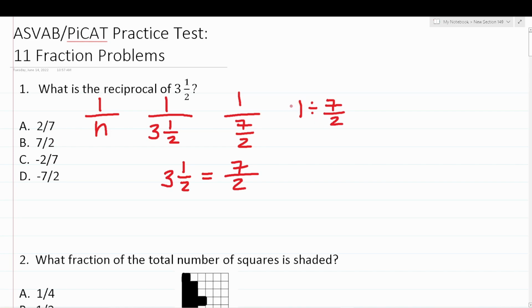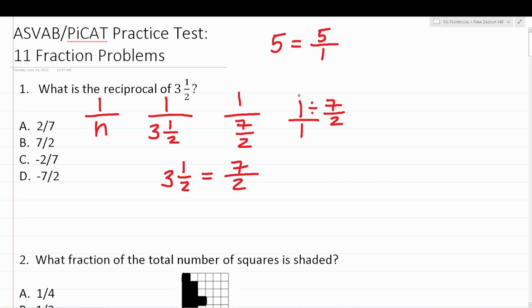Well, how do you divide a whole number by a fraction? The first thing you want to do is rewrite your whole number as a fraction by placing it over 1. Again, you can express all whole numbers as fractions by placing them over 1. So if I told you to write 5 as a fraction, you would say that's simply going to be 5 over 1. Again, fractions can be read as division. 5 divided by 1 is 5. All right, so we have 1 over 1 divided by 7 over 2.